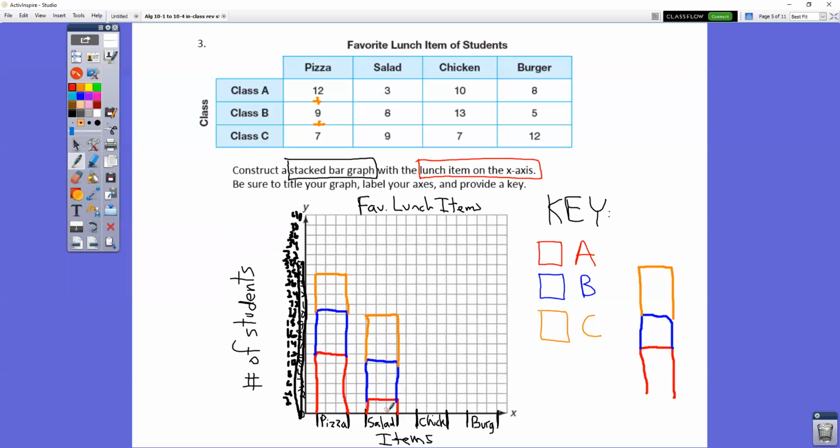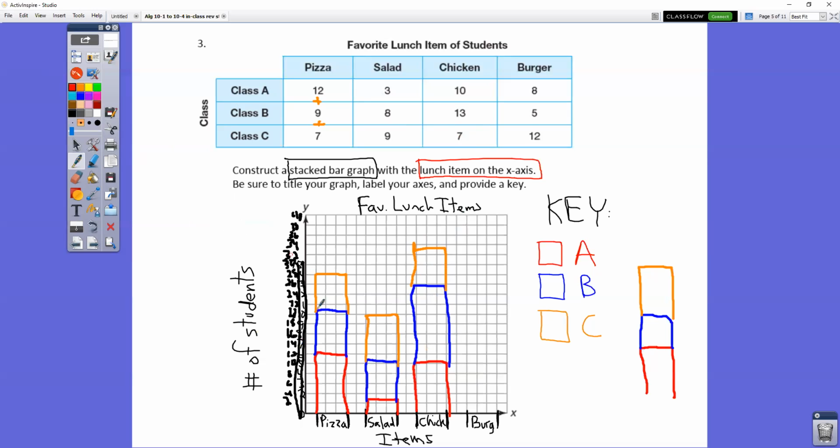For chicken, I have 10 for class A. I have 13 for class B. So 10 plus 13 is 26. I got to go up to 26. And then 26 plus 7 is 33. I got to go up to 33. Oops, I went too far.